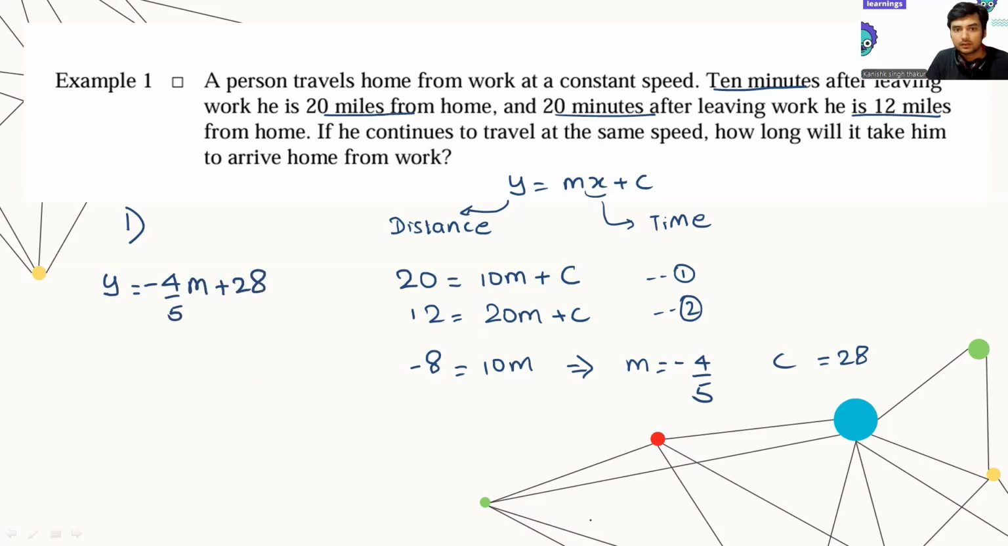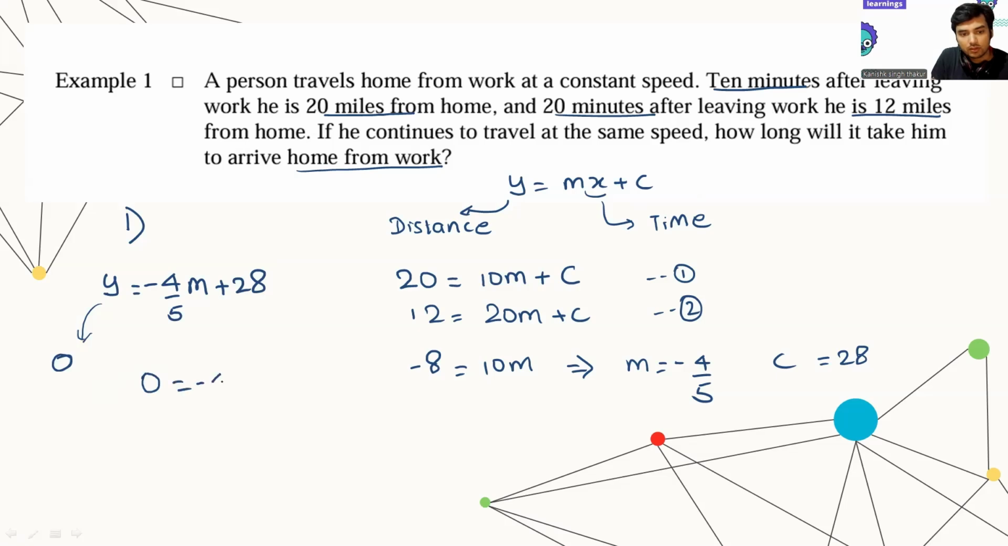This is what you get. Now what it is asking in the question, you have to find how long it will take to get home from work, right? So if he comes home, what will happen? Y will be 0, because y is representing your distance from the office, isn't it? So when he comes home, it would be 0. So I'll just find that y equal to 0.